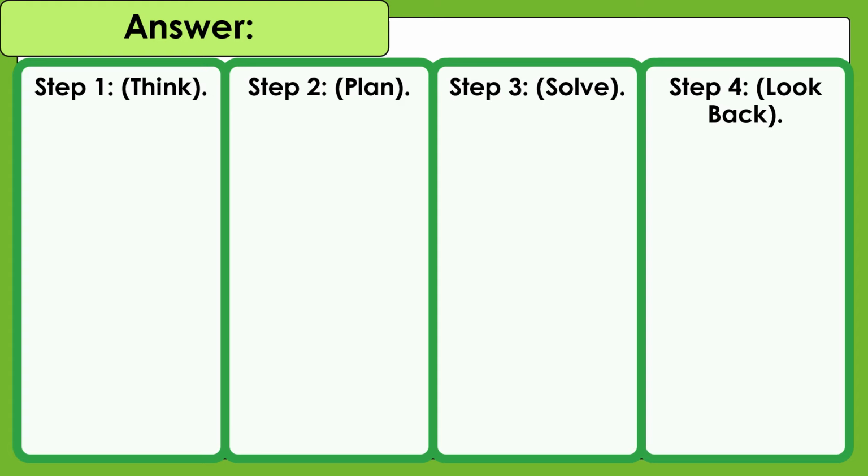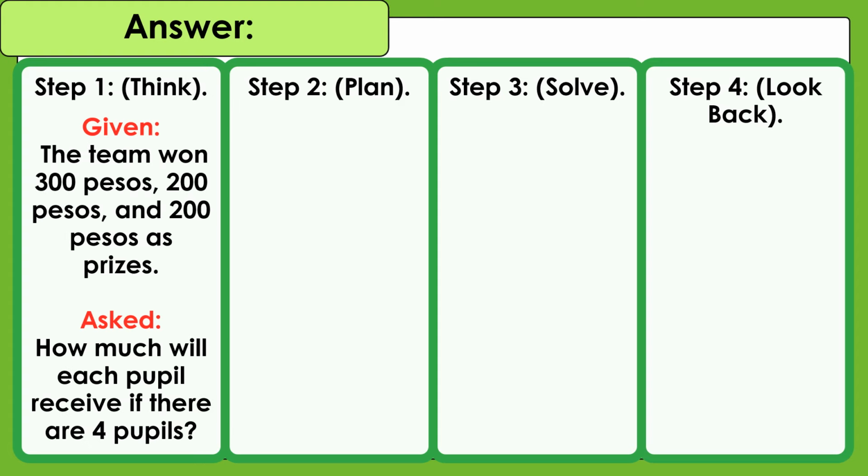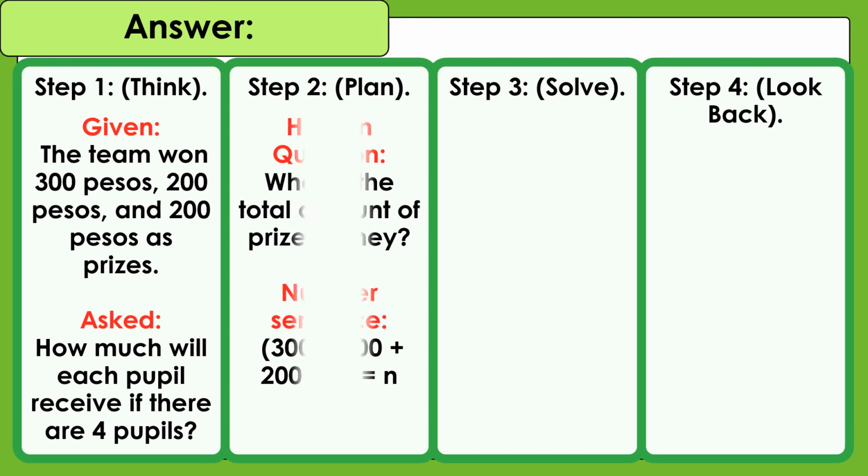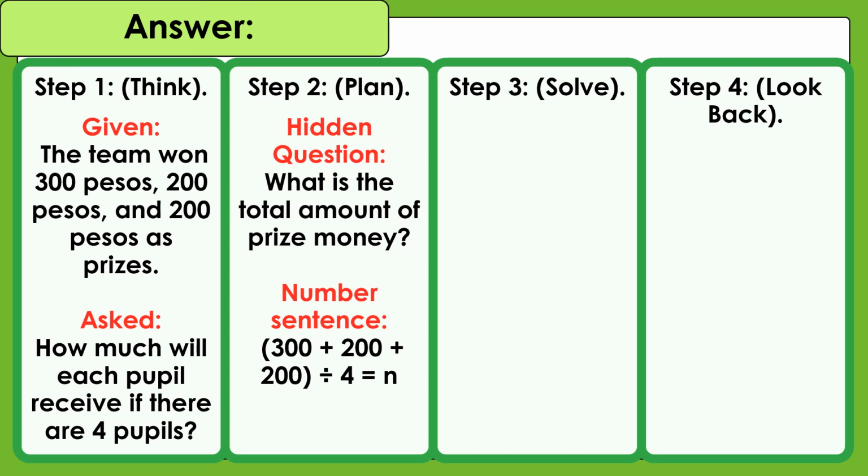Let's answer. Step 1. Think. Given the team won 300 pesos, 200 pesos, and 200 pesos as prizes. Ask, how much will each pupil receive if there are 4 pupils? Step 2. Plan. Hidden question: What is the total amount of prize money? Number sentence: 300 plus 200 plus 200 divided by 4 is equal to n.